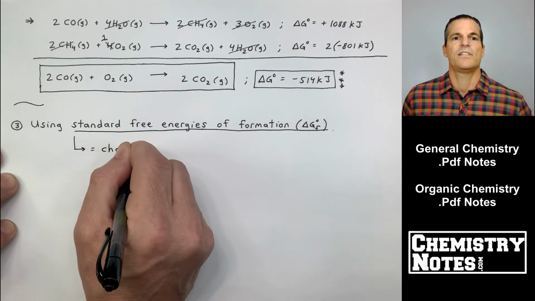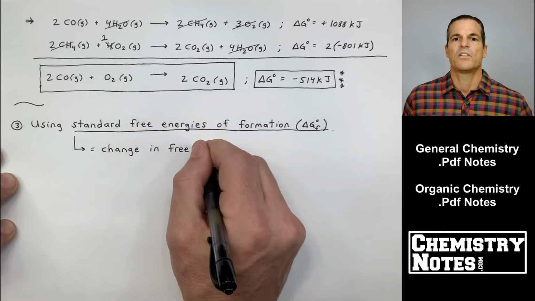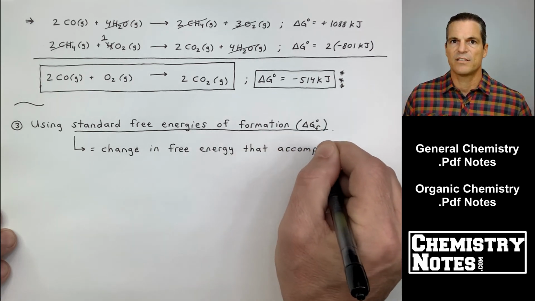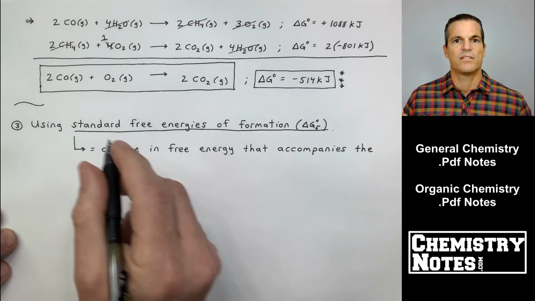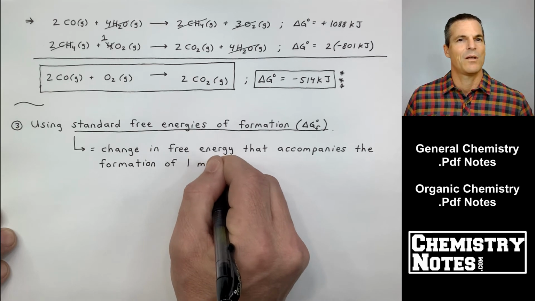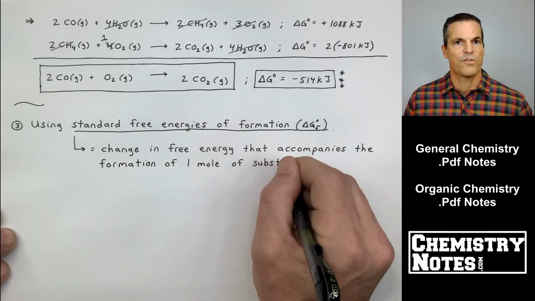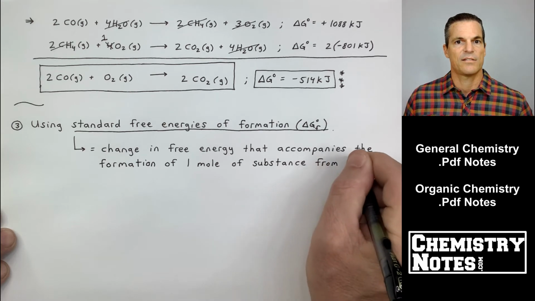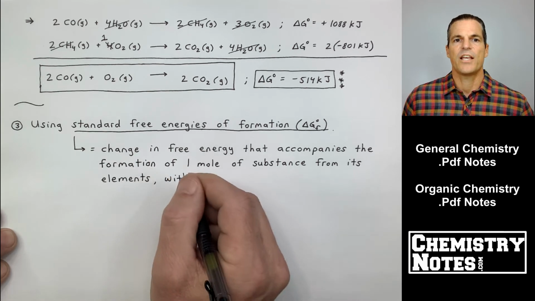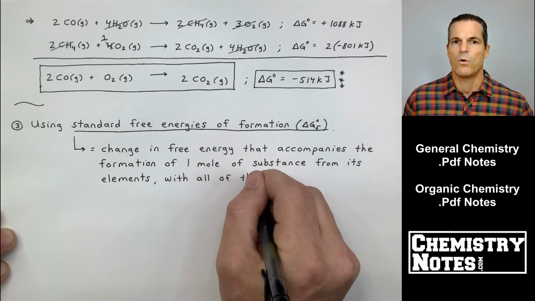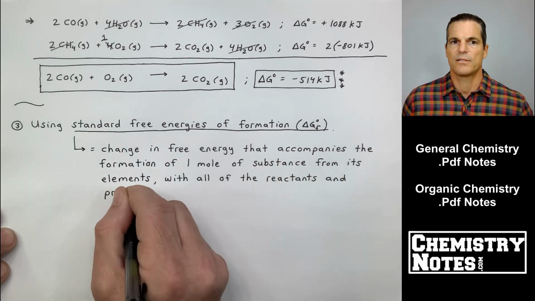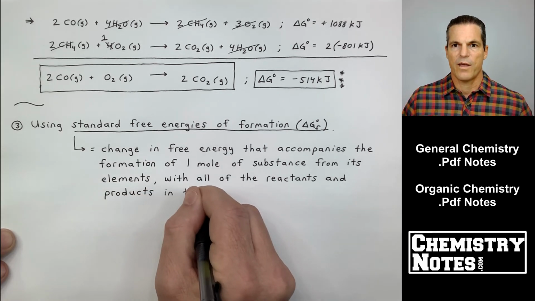Third way is using standard free energies of formation, delta GF. We have done this process twice before. Once way back in section 6 when we did heats of formation and delta HF, and then in the last few videos for section 16, we were able to do that with the value for delta S. We can calculate delta G this way too. So standard free energies of formation: the change in free energy that accompanies the formation of 1 mole of substance from its elements with all of the reactants and products in their standard states. That's why we have the little degree sign.